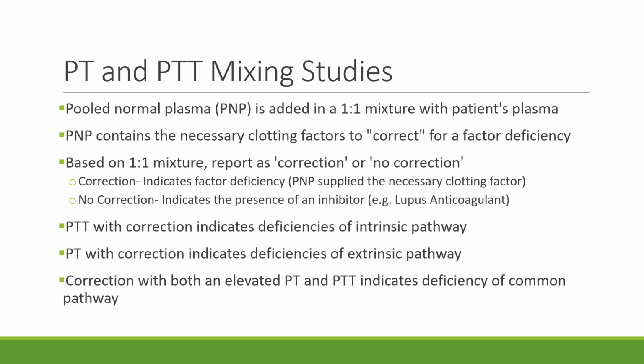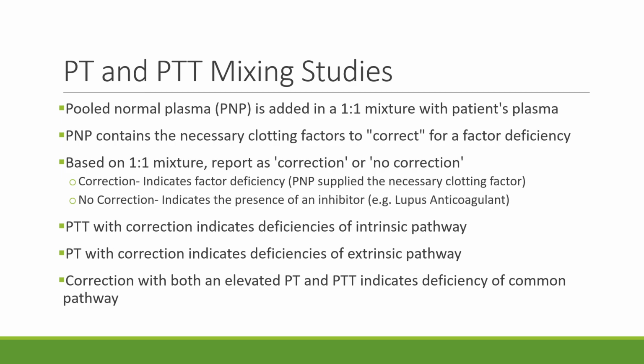So this is the way mixing studies work. We've kind of talked about it, and our reason for doing these mixing studies is to determine if the prolongation is a result of a factor deficiency, or are we looking at an inhibitor of some sort. So we will take pooled normal plasma. Now, let me explain what pooled normal plasma is, because you may not know. Pooled normal plasma is an accumulation of plasma that's been collected from individuals, pooled together, measured, and then aliquoted and frozen so that it maintains the integrity of all of those clotting factors.